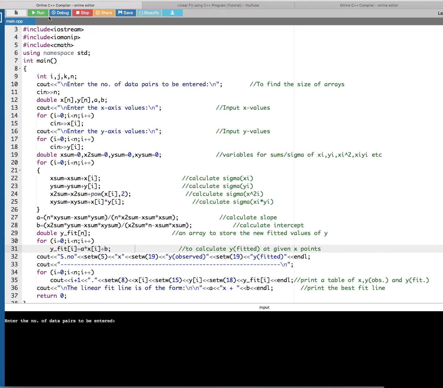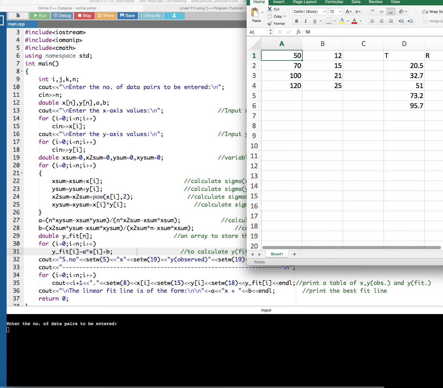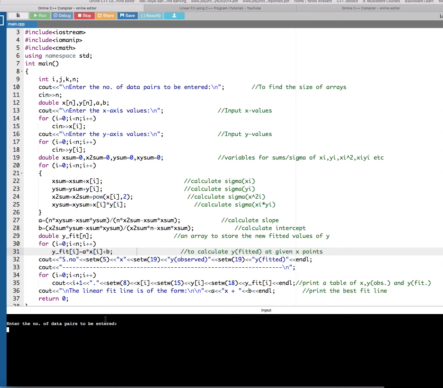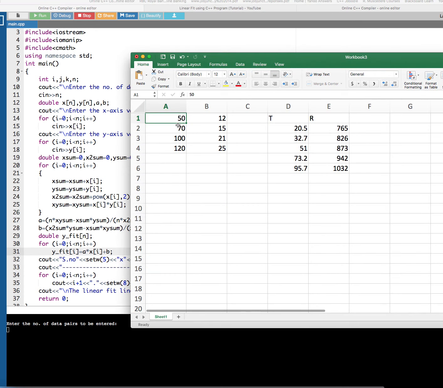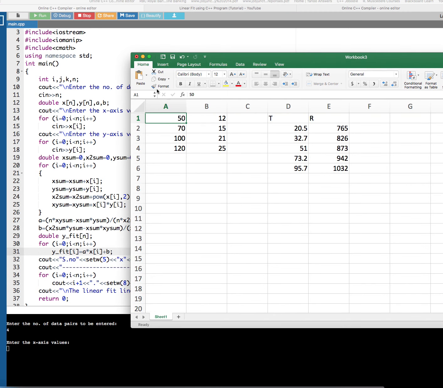Okay, now I'm running this one, and it's asking the user to enter the number of data pairs to be entered. So I'm going to try this one. I have some data. I'm going to try this one and see what I get. Okay, so first let's go ahead and put these values. So this is 50, 70, 100, 120. So we have four data, 4 pairs of data. So this is going to be 4 right here, and let's plug the numbers. This is going to be 50, 70, 100, 120.